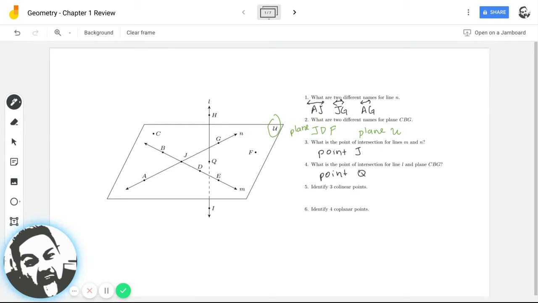All right, moving on. Question 5. Identify 3 collinear points. Any 3 points that are on a line. All right, any 3 points that are on the line or a line. You could say points, this would be my first, points H, Q, and I. H, Q, and I. That would be totally viable right there because H, Q, and I are all on line L. So you're looking for 3 points that are on a line.